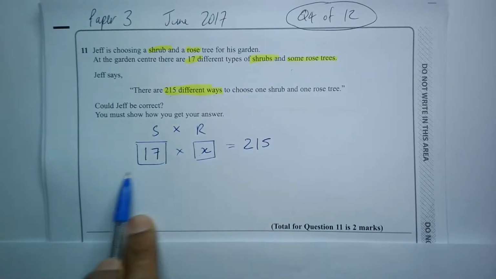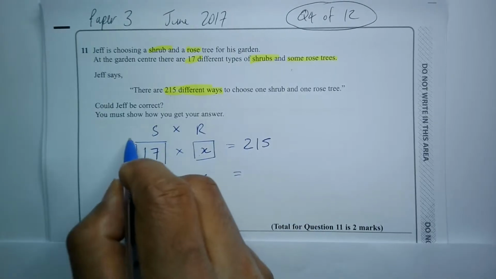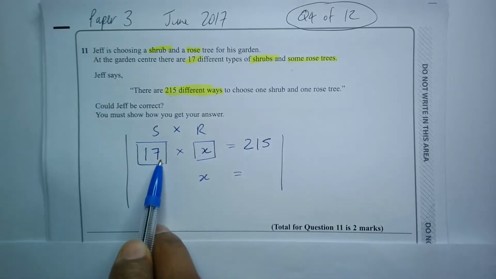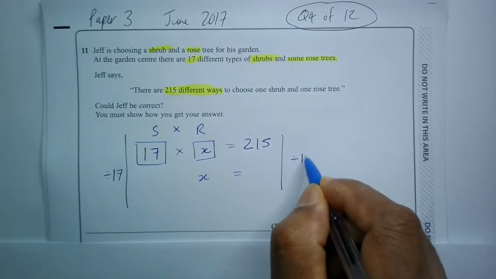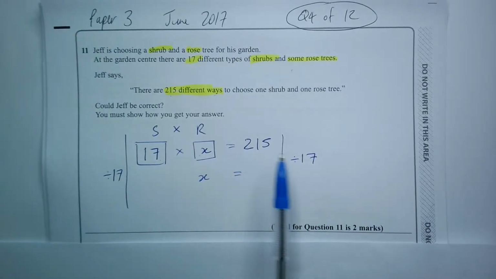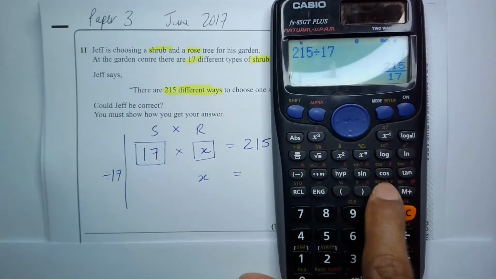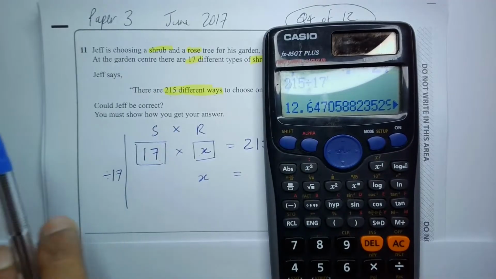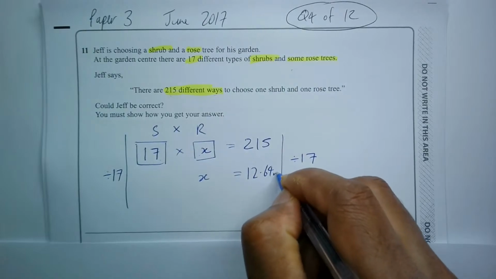So if I'm going forwards, I'm multiplying. If I want to find out what x is, I'm going backwards. The opposite of multiplying is dividing, so I'm going to be dividing by 17. And it's paper 3, so a calculator is allowed. So I'm going to do 215 divided by 17. That should give me the answer. 215 divided by 17 equals 12.64, and it carries on. So I'm going to write here 12.64 dot dot dot.